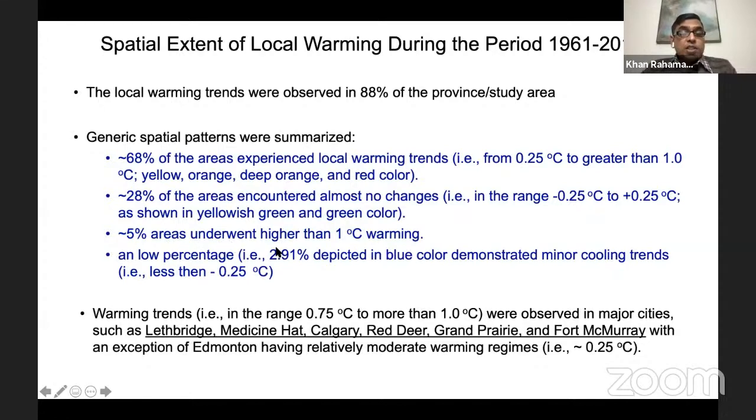And 5% of areas underwent warming higher than 1 degree. That 5% we identify as critical area. So the government could take the benefit to see from this map which areas those are. And a lower percentage, around 2.91 percent, are going down in temperature. So those are not having a positive change.